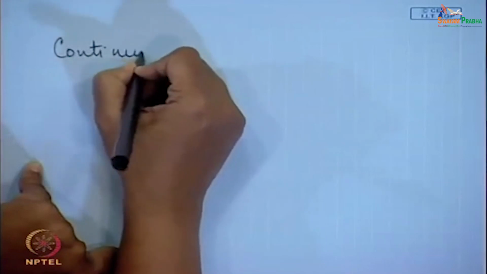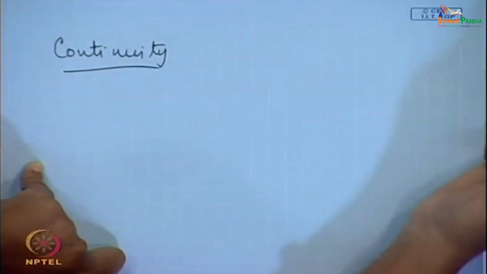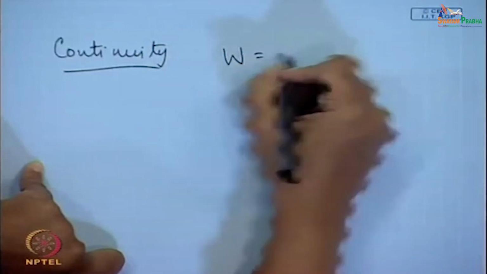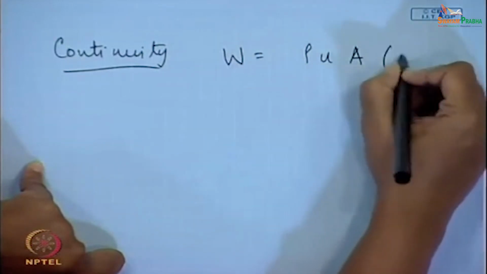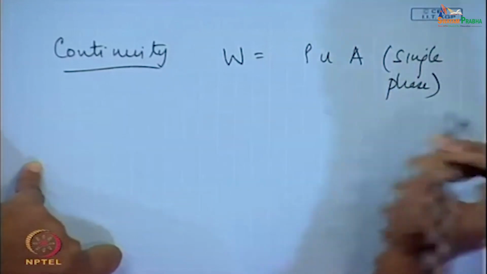So, let us start with the continuity equation. For single phase flow, what is the continuity equation? It is nothing but the conservation of mass. So, the total mass flow rate is W, that is equal to rho u A. This is for single phase. Here what should I write?